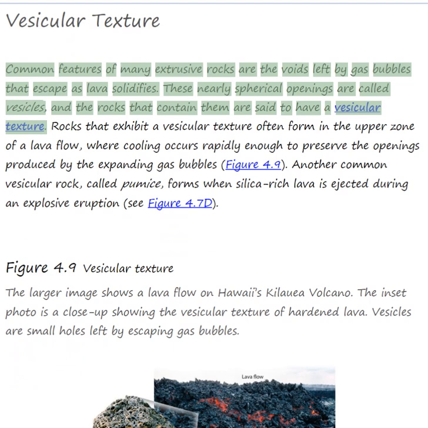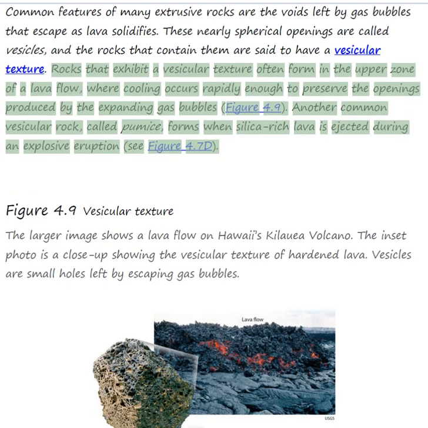Vesicular texture. Common features of many extrusive rocks are the voids left by gas bubbles that escape as lava solidifies. These nearly spherical openings are called vesicles, and the rocks that contain them are said to have a vesicular texture. Rocks that exhibit a vesicular texture often form in the upper zone of a lava flow, where cooling occurs rapidly enough to preserve the openings produced by the expanding gas bubbles. Another common vesicular rock, called pumice, forms when silica-rich lava is ejected during an explosive eruption.